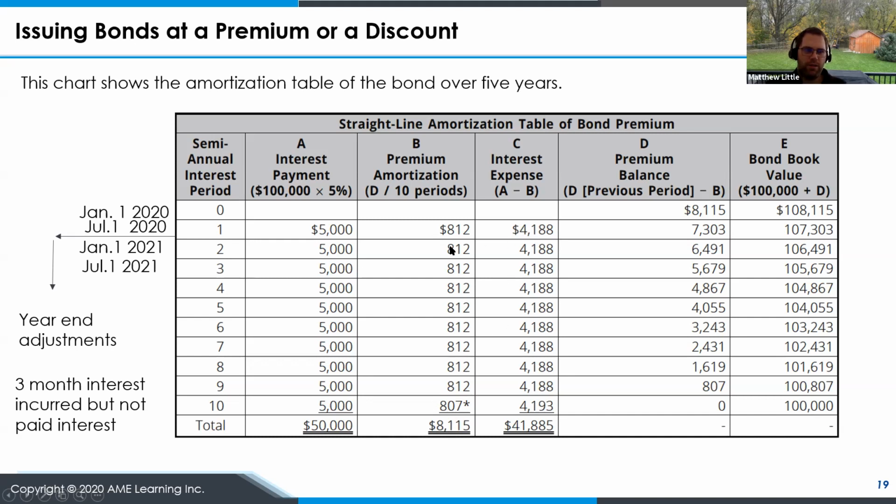Our interest expense would be the difference between the interest payment of $5,000 and the premium. So the expense sitting in your books is only $4,188. We have a declining balance of our premium on our balance sheet, and then our bond book value slowly decreases down to end at $100,000 at maturity. Okay, so as you're working through exercises, setting up a table like this hopefully helps you walk through what the value should be at those points in time.